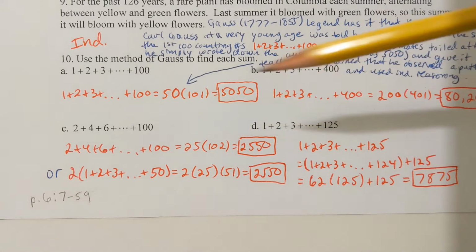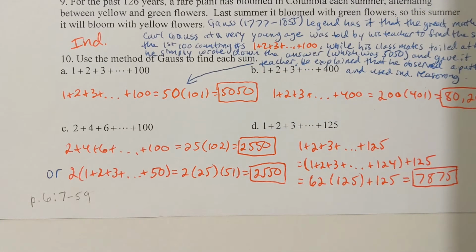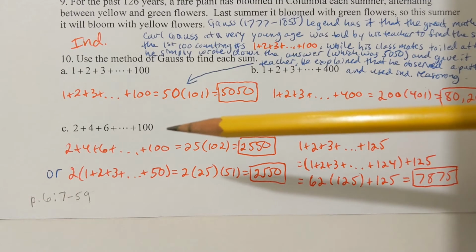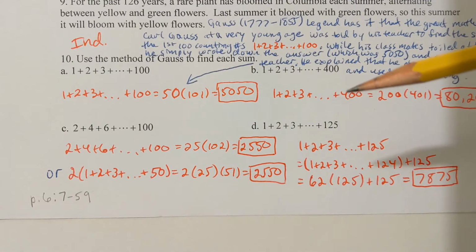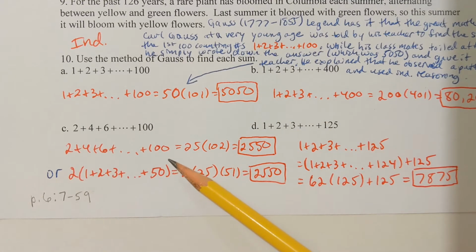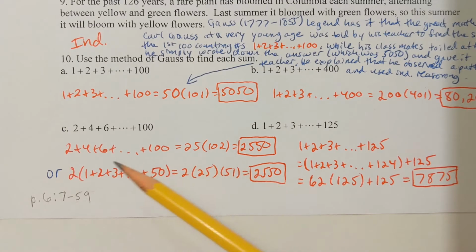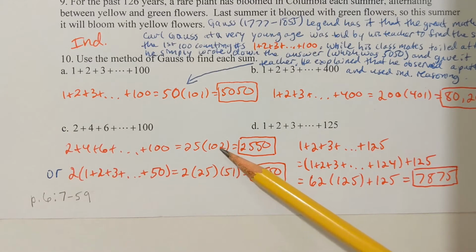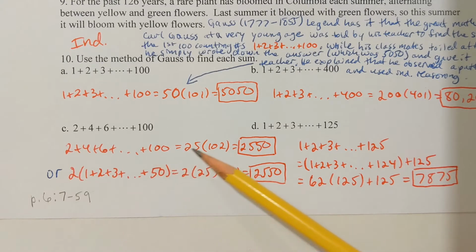Okay. Part C, what if we have 2 plus 4 plus 6 plus, now I'm only using even numbers here, so it'll be plus 98 plus 100. Okay, well, let's see. So if I use the method of Gauss, 2 and 100 gives me 102. 4 and 98 gives me 102. 6 and 96 would give me 102. Now the question next is, how many times do you get 102?